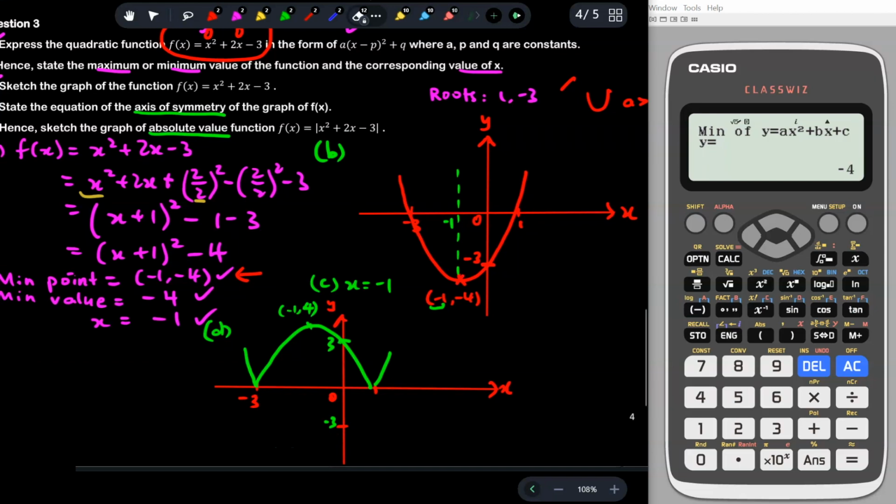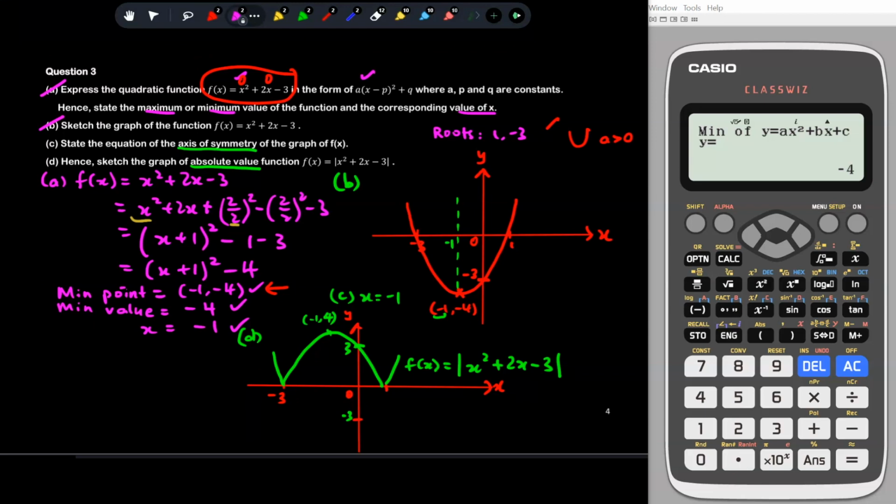So this is the graph for the absolute value function. Then we can label this as f(x) equals modulus x squared plus 2x minus 3. So this is the answer. Before you sit for the exam, make sure you know how to express the equation into vertex form and sketch the graph, state the equation of the axis of symmetry, sketch the graph of the absolute value, and also know how to use the Casio calculator to double check your answer.